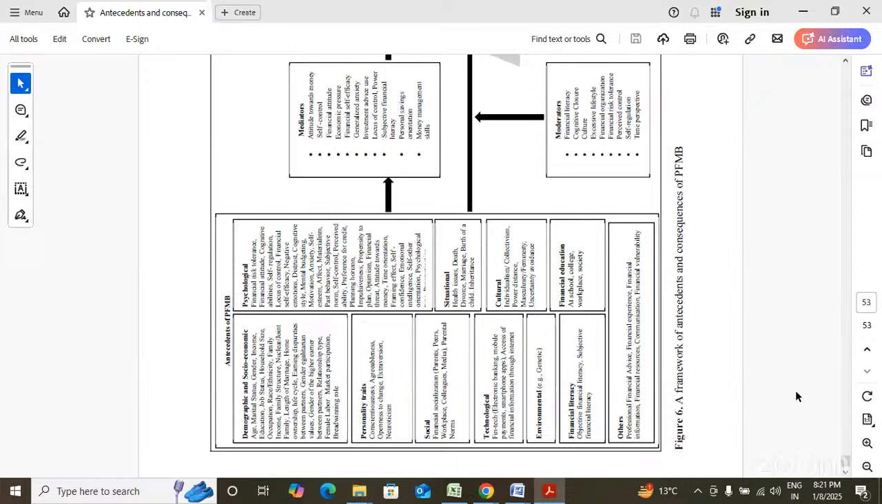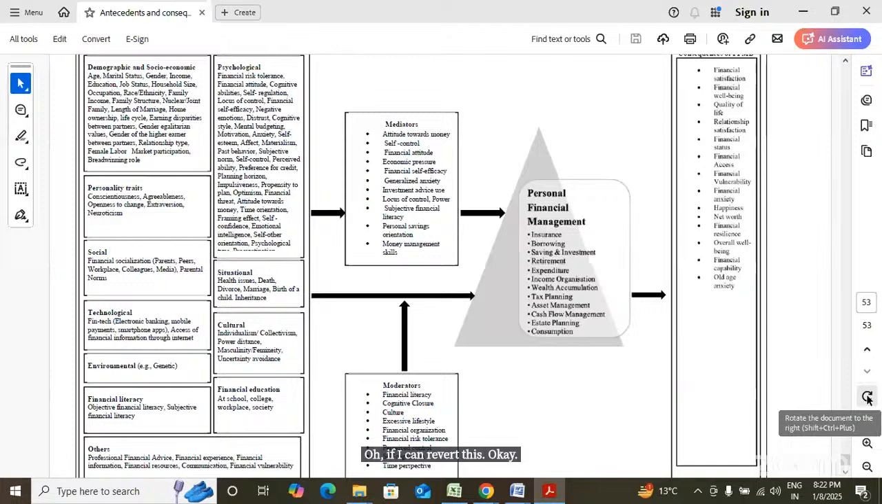If I can revert this. Okay, this is a button. So you can see from here, let me increase the font size.